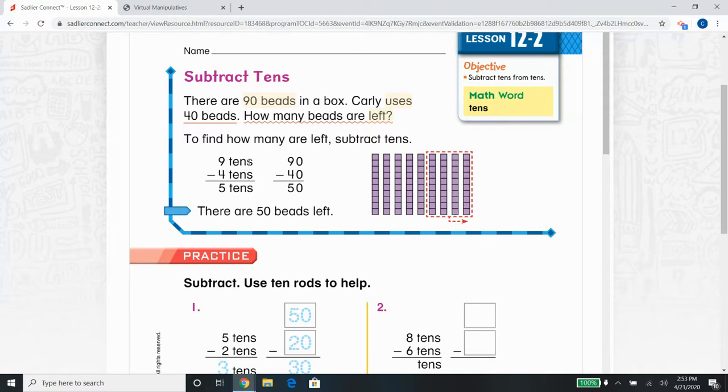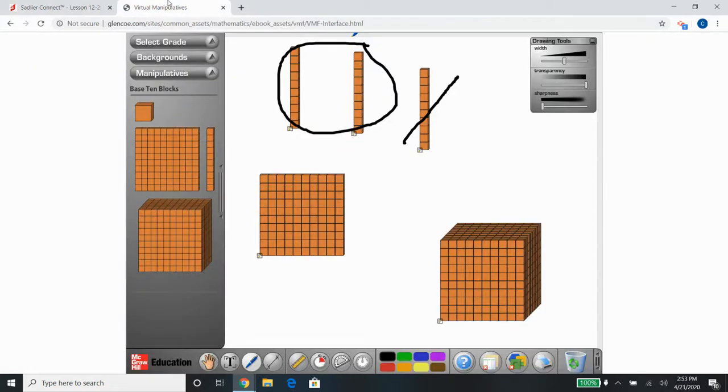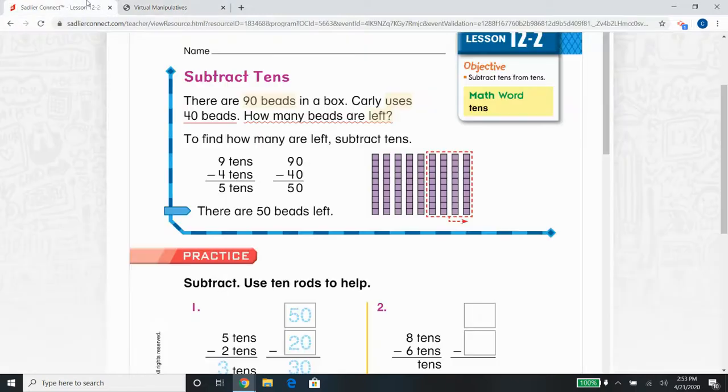But then when you write it out, 9 tens equals 90, 4 tens equals 40. What is 90 taking away 40? You're going to get 50. So there are 50 beads left. They do provide a picture here with 10 rods. I think this is perfect because you get to see it just how you could see it here on the Glencoe Manipulatives page that I just showed you.